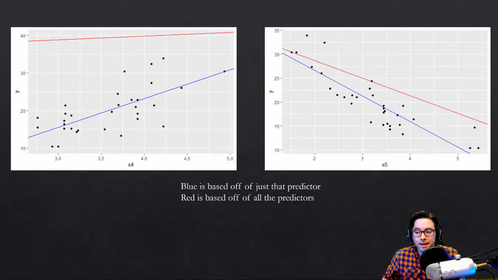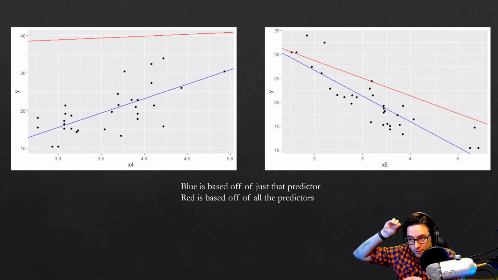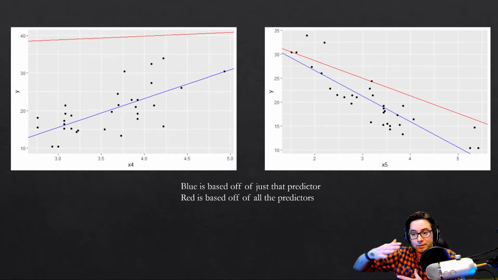So that blue line doesn't really have to do with that p-value calculation. That's just to give you an idea of a best fit line for just that predictor and that response. Again, the p-value is about how well that compares to 0. Think about it this way: with the one on the left, the slope is really close to 0, so it's not really predicting that much, hence the higher p-value, right?